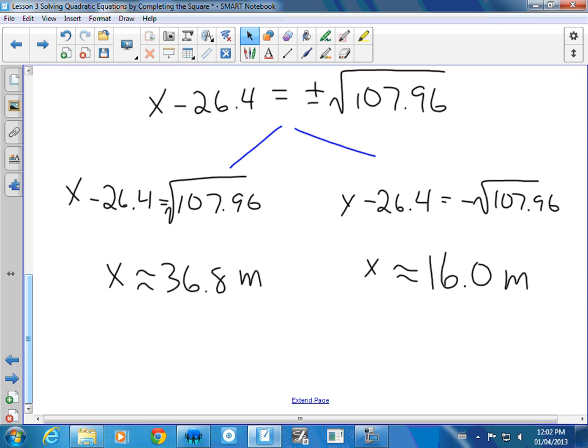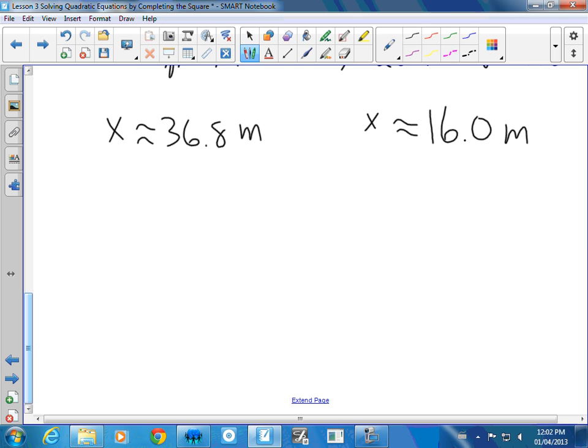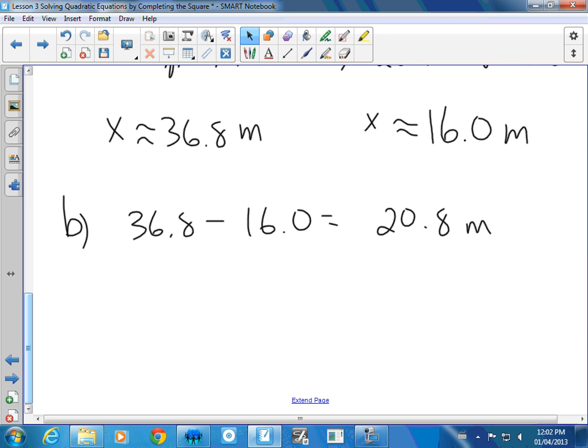How'd you get that, though? Yeah, you subtract the two of them, right? So this is part B, right? This is actually what the horizontal distance is. You take the 36.8, subtract the 16.0, and you get what? 20.8 meters. So she kicked the ball almost 60 feet. So what was A then? How far away was she from the goal line? She was 16 meters from the goal line.